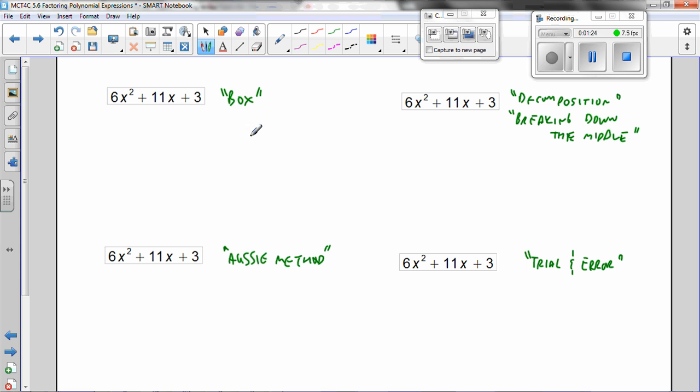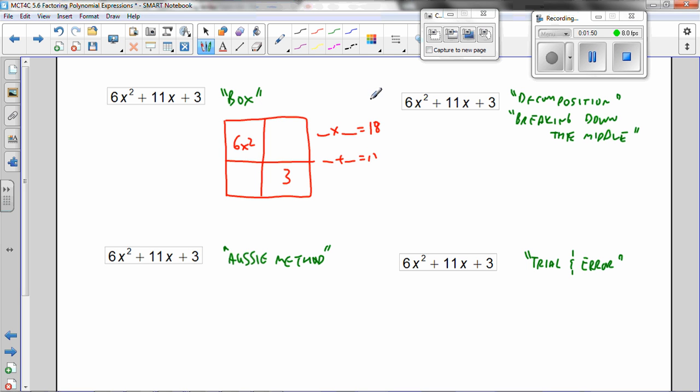This is what I call the box method. We put the first term in this box, the last term in this box, and then in here are the answers to this number puzzle. And this number puzzle actually comes up a lot. It's 2 numbers that multiply to get not 3, but 18, and I'll tell you why 18 in a second, and add to get 11. It's 18 because that's 6 and 3 together. That's A times C. The 11 is the B value. So numbers that multiply to get 18 and add to get 11.